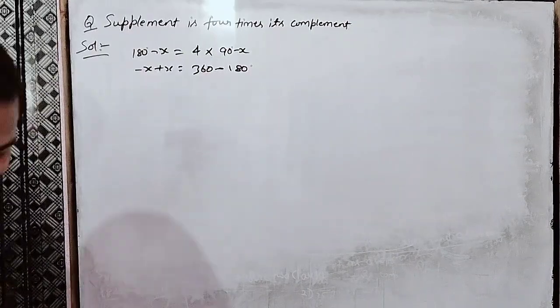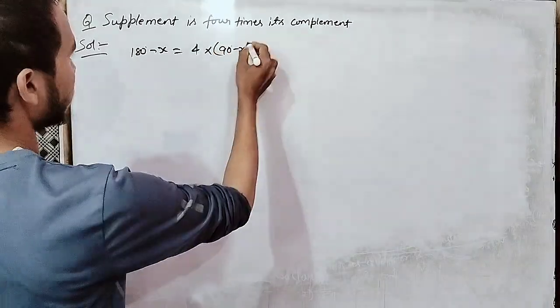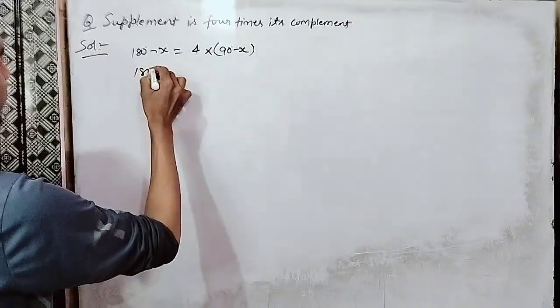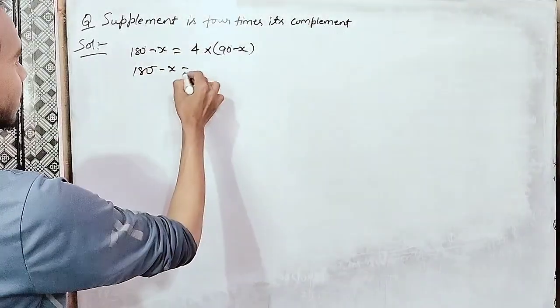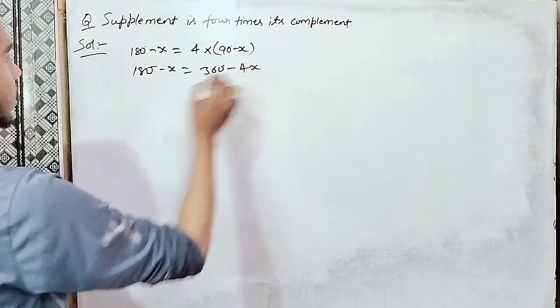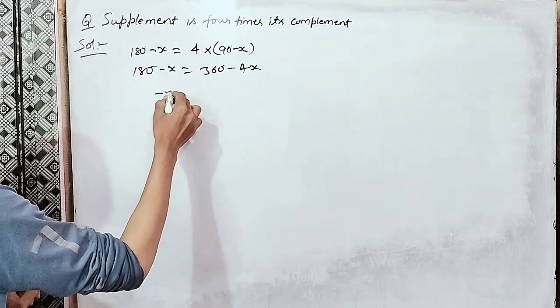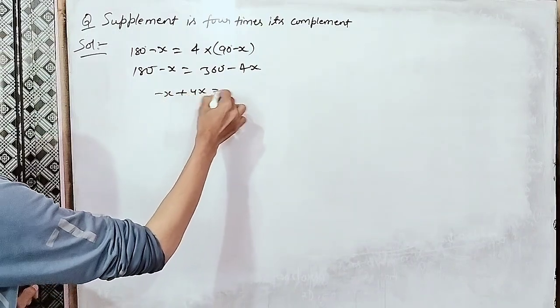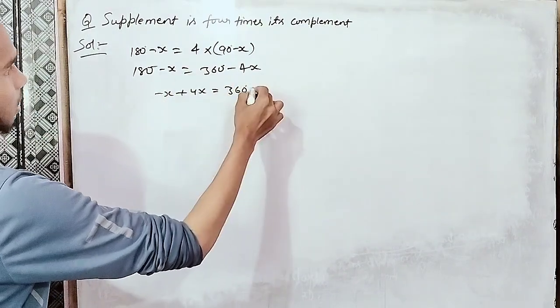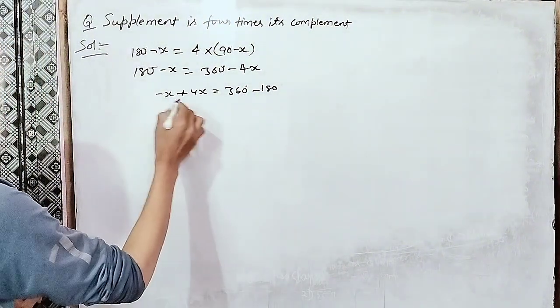What did I do wrong? Here, this is a multiple. We have to multiply it first of all. 180 minus x, 4 times 90 minus x. 9 4s are 36, then 4x. Now we are on the right way. Here minus x and then plus 4x. 360 minus 180. Our step is right now.